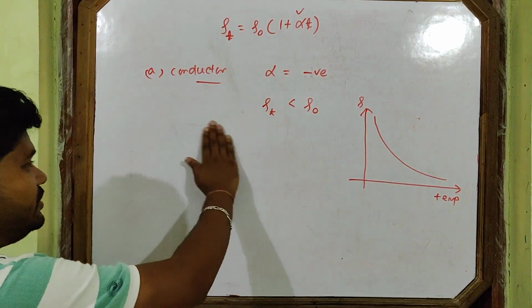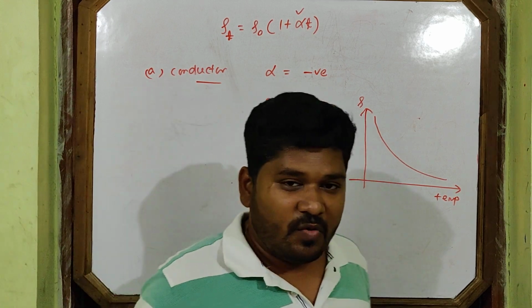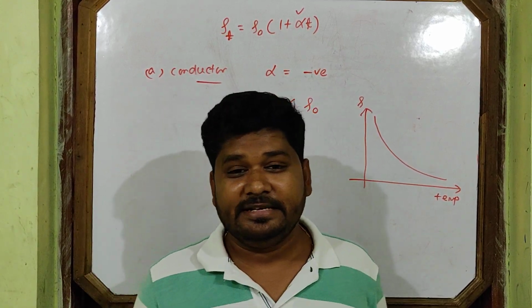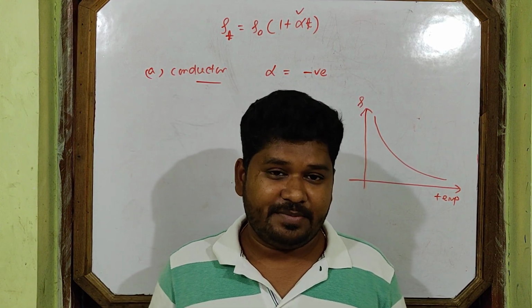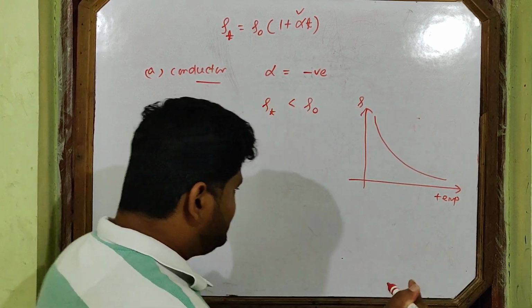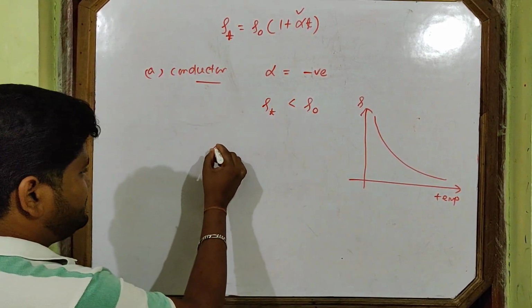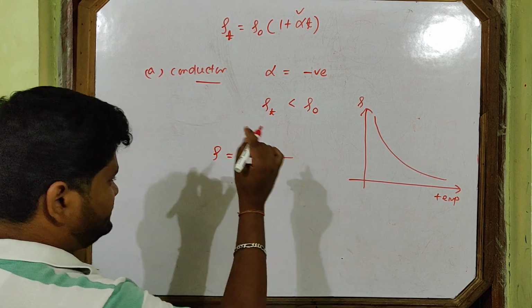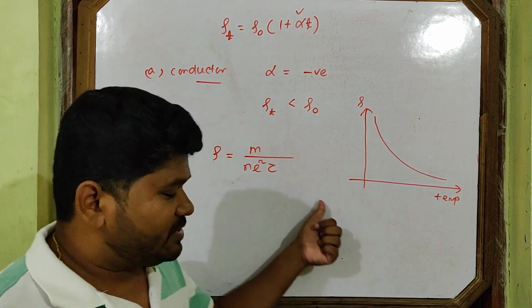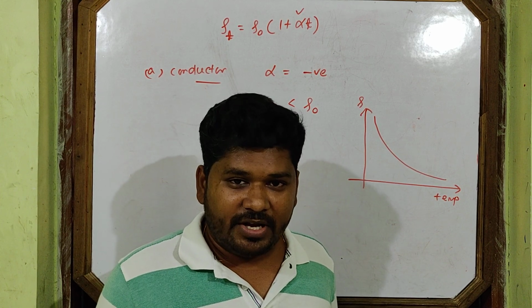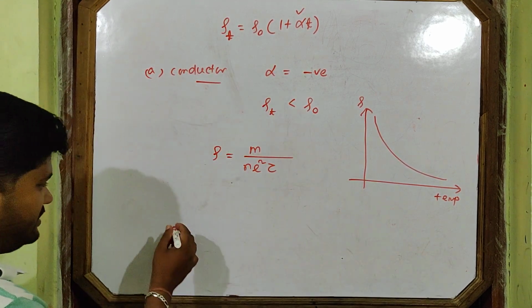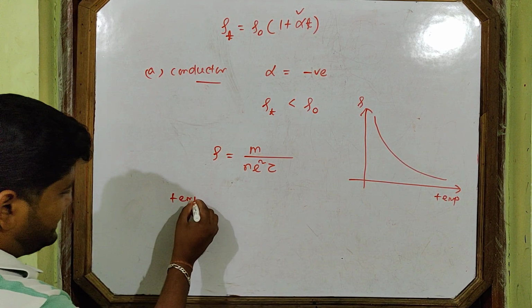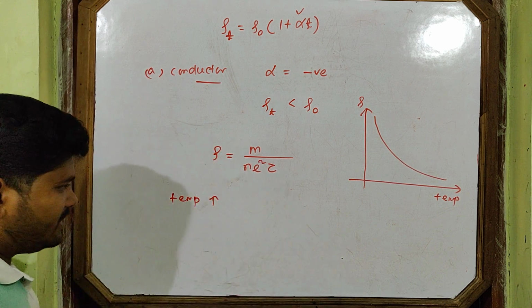But the question also comes: why, with an increase in temperature, does resistivity decrease? Why does this happen? So let's come to the points. Now the resistivity formula: rho = m / (n e squared tau). Now let's discuss from this one. If temperature increases, then what happens?